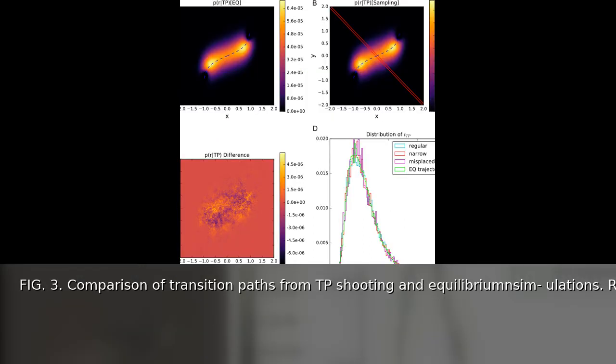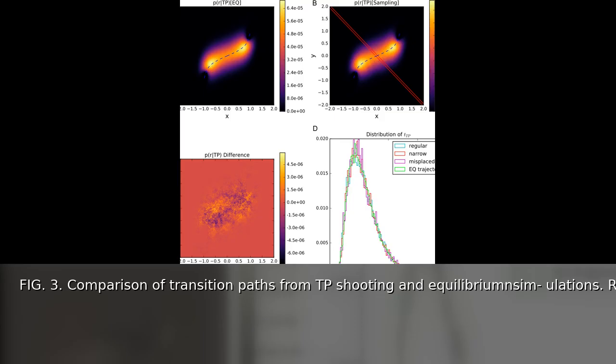Figure 3 presents a comprehensive comparison of transition paths sampled through the shooting method against those derived from long equilibrium simulations, validating the approach. The system uses overdamped Langevin dynamics with a barrier height of 3 kBT, time step size of 0.01, and diffusion coefficient 0.01.